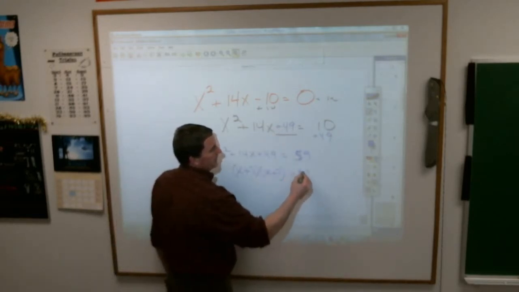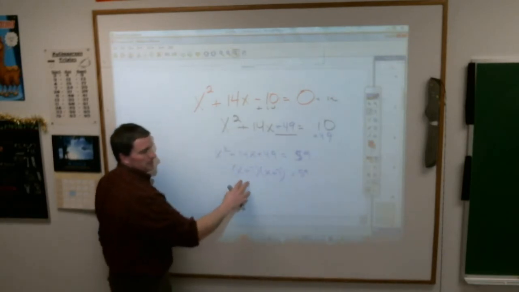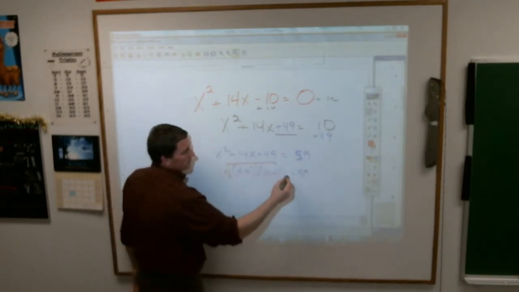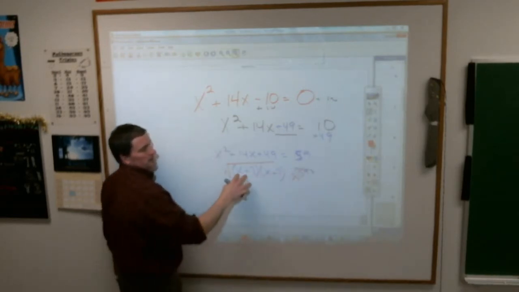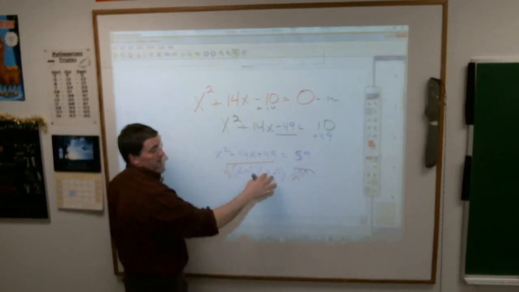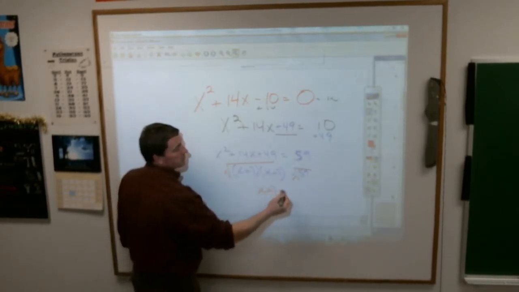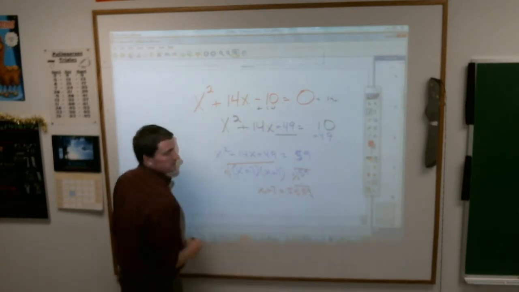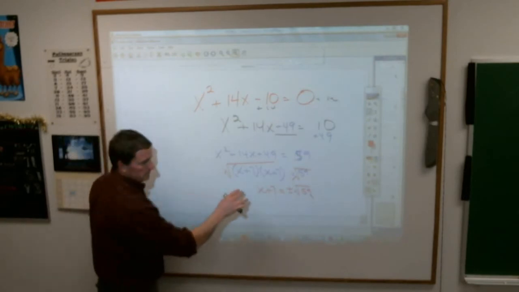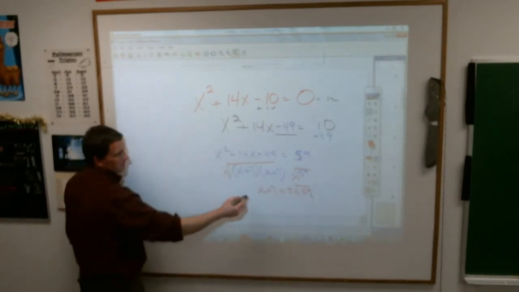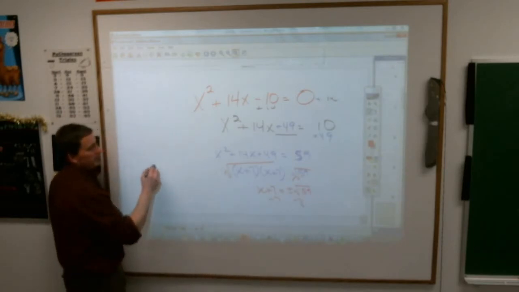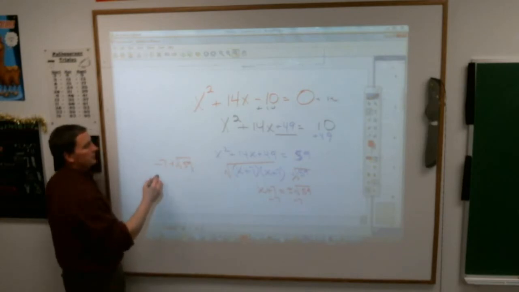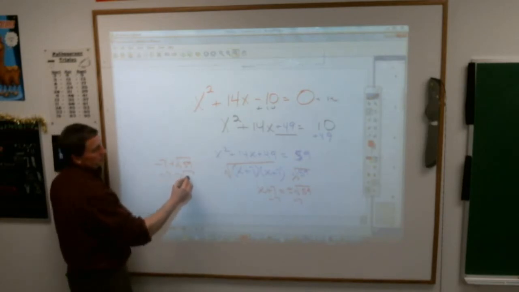Still equals 59, and then once you get that, or if you want to write it as x plus 7 squared, I don't care, but take the square root of it. That breaks away one of those factors, so you're just left with x plus 7 equals, do not forget this part, plus or minus the square root of 59. Almost done, gotta subtract the 7 over, so you end up with two answers, one with the plus square root of 59, one with the minus square root of 59.